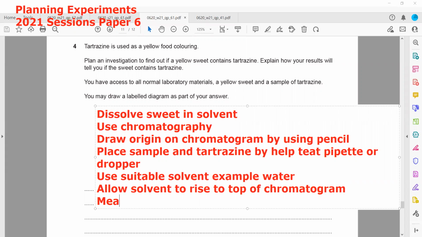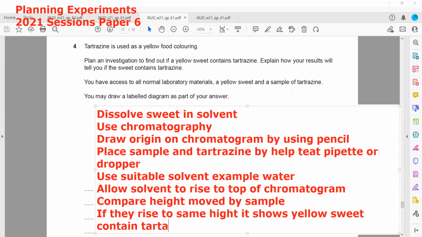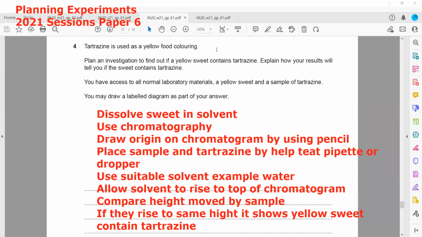Then after that, you can measure the Rf value or compare the heights. And if they rise to the same height, it shows the yellow sweet contains tartrazine. So this is the experiment for identifying that a yellow food coloring is present in the yellow sweet.